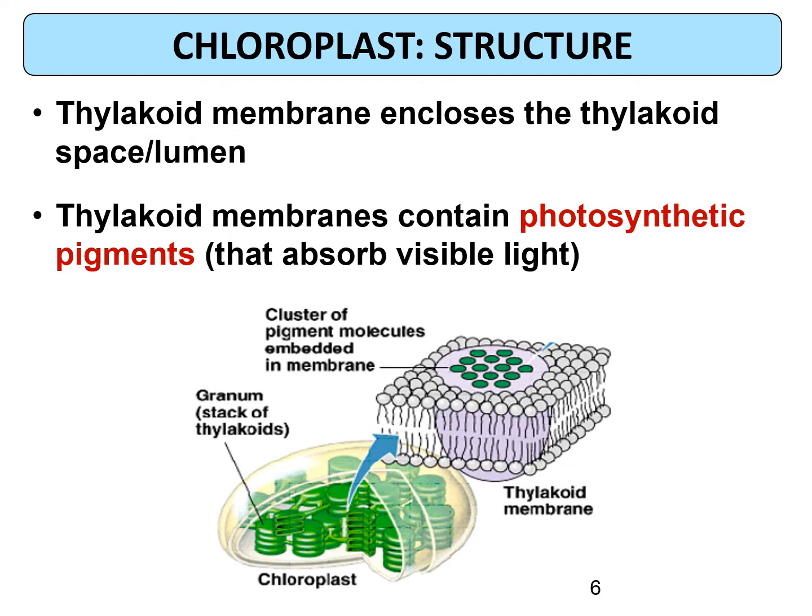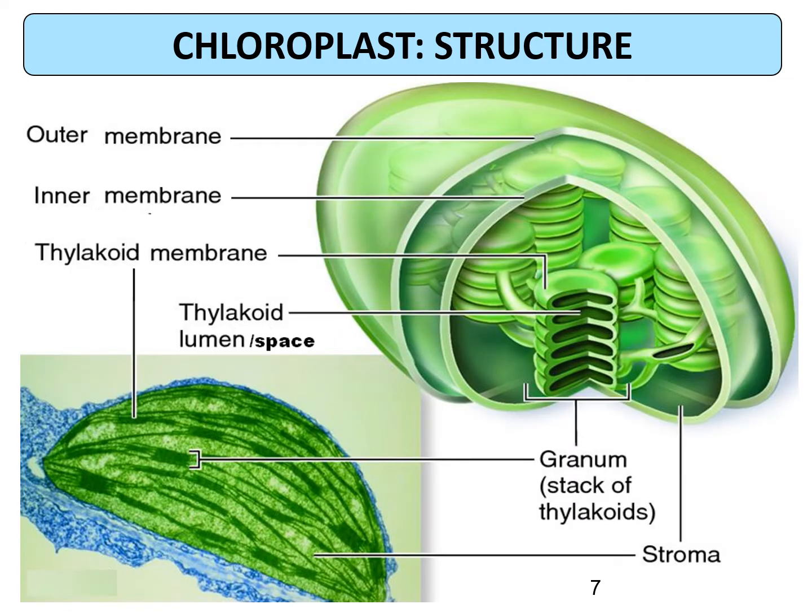Thylakoid membrane encloses the thylakoid space. There is a space. Okay, this is the membrane, phospholipid bilayer, and this is the lumen. The thylakoid membrane contains photosynthetic pigments, so the pigment would be embedded in the phospholipid bilayer. Okay, this is the outer layer of the chloroplast, inner membrane. The outer membrane, inner membrane. This is the thylakoid, a stack of granum, and there are 1, 2, 3, 4 and more grana.